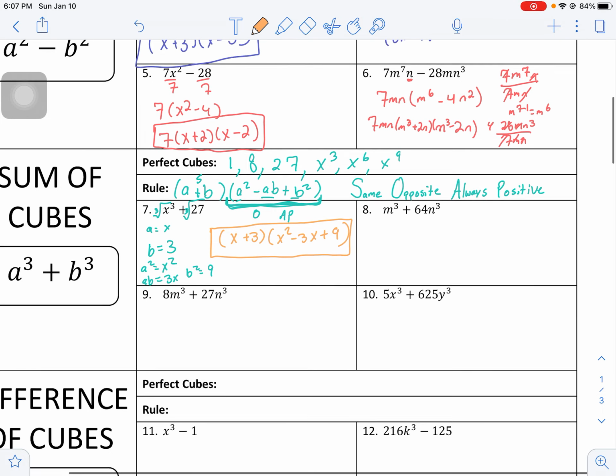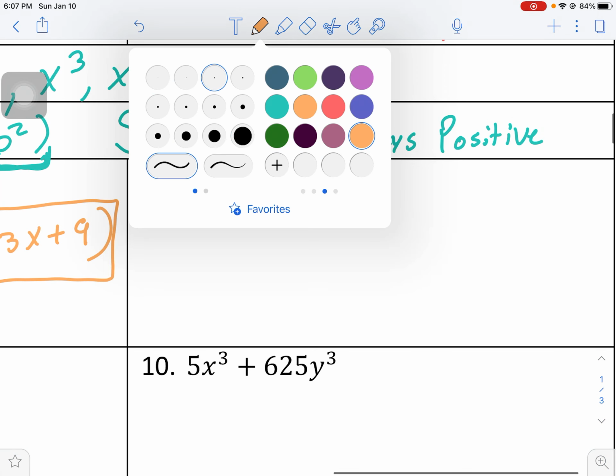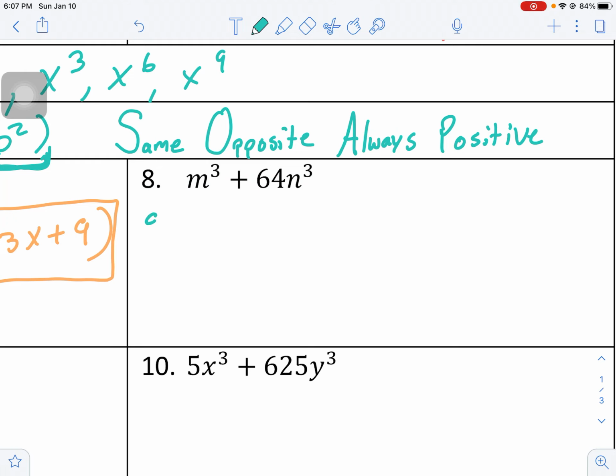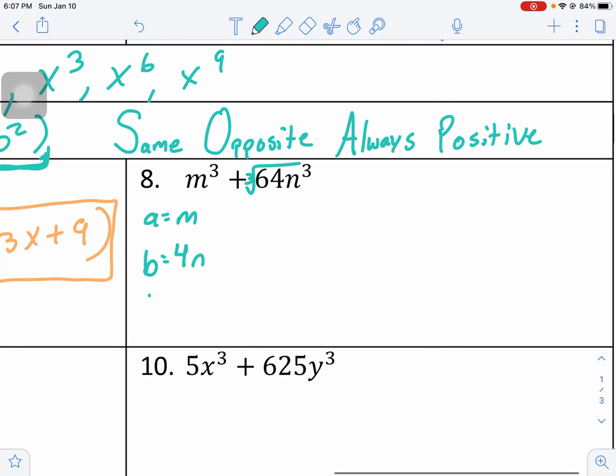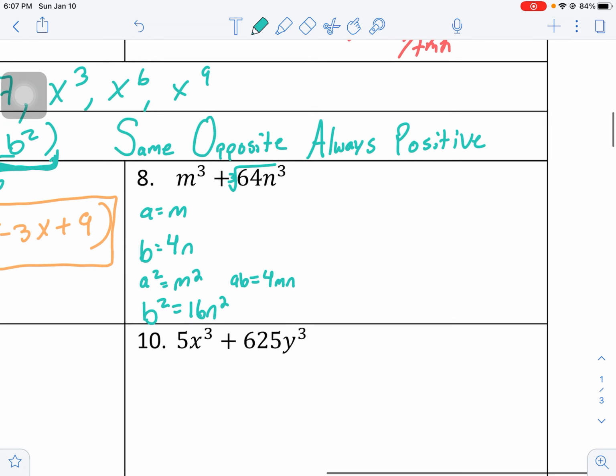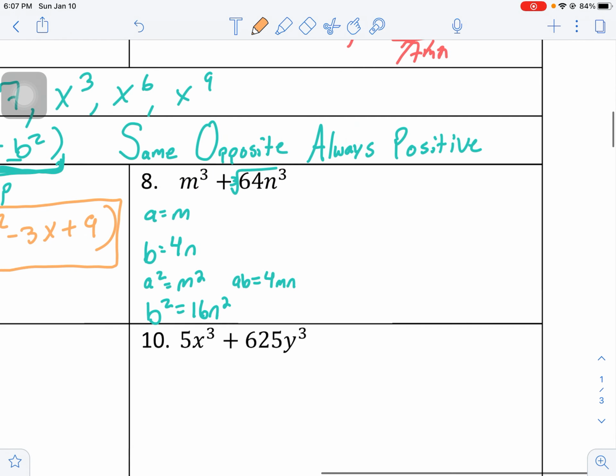Okay? So let's do the same thing here. Our A value is going to be m, right? The cube root of this backside will be our B value. So cube root there is going to be 4n. So that means A squared is m squared. B squared is going to be 16n squared, and then A times B is 4mn, or 4nm, doesn't matter. Just as long as you multiply A and B together.